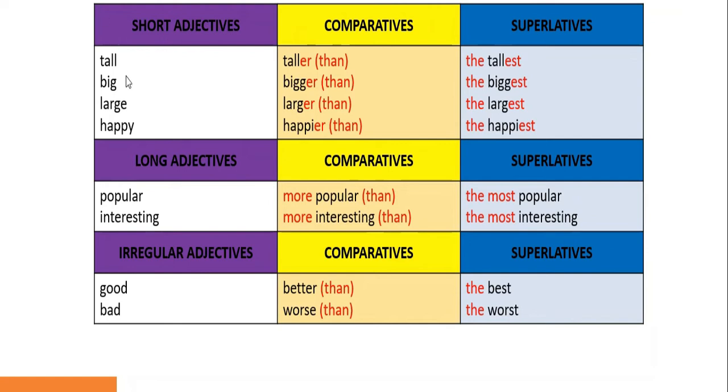Remember, if the words are short adjectives, we add ER to make them comparative and EST to make them superlatives, okay? And if the words are long, we add more or the most. And if they are irregular adjectives like good and bad, we have to memorize this. Good, better, the best. Bad, worse, the worst, okay?